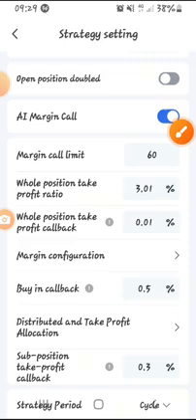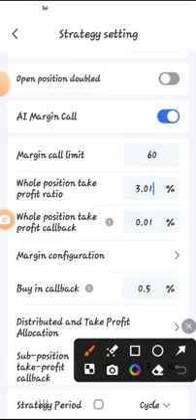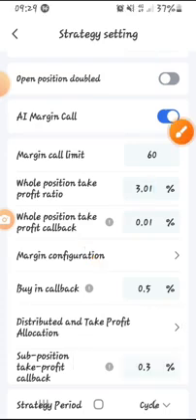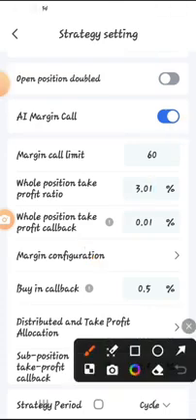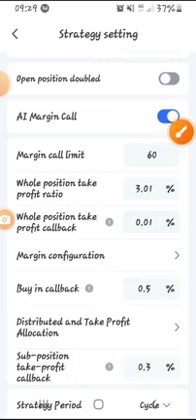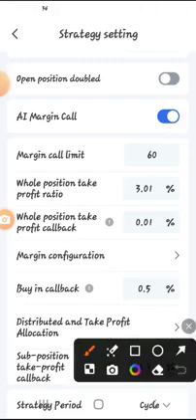Then we have margin calls here. We are going to come back there. Down here we have buy in callback. It's the same as whole position take profit callback. This helps when the robot is buying. Let me also give you an example here.